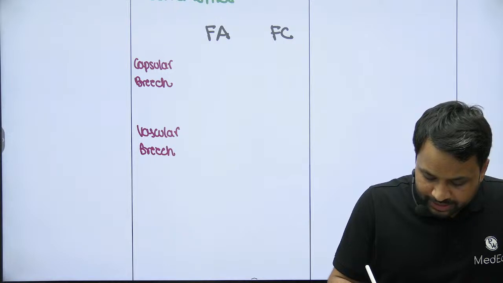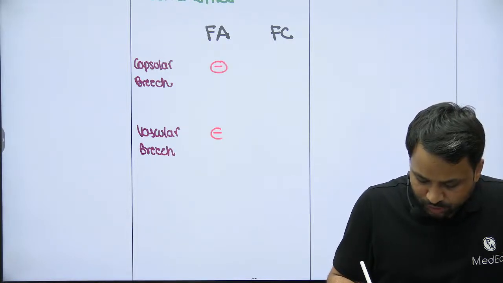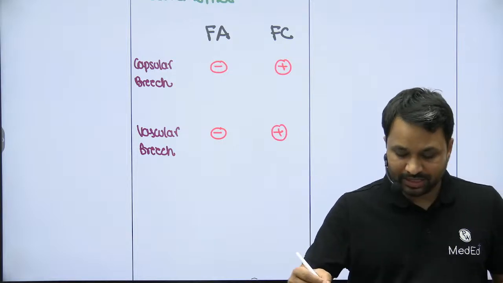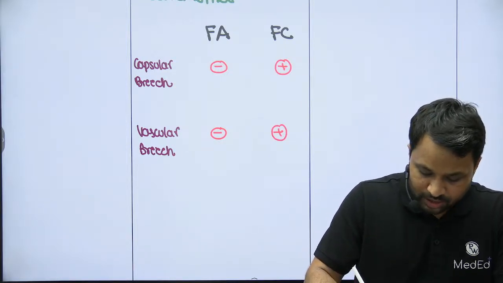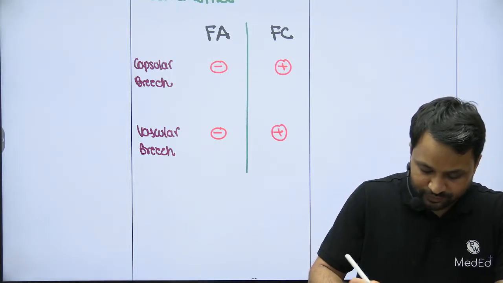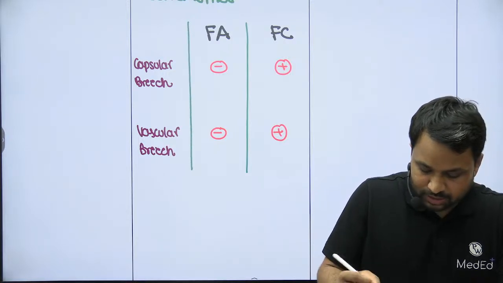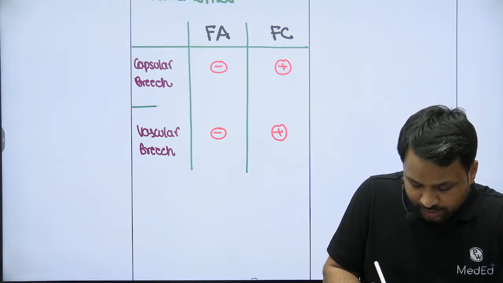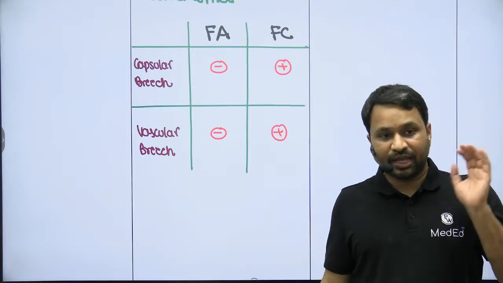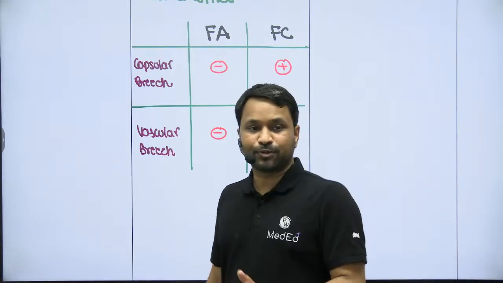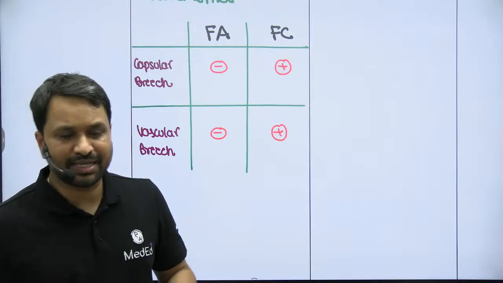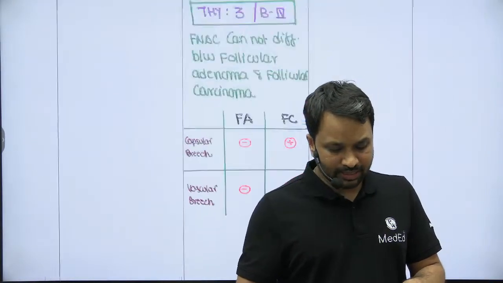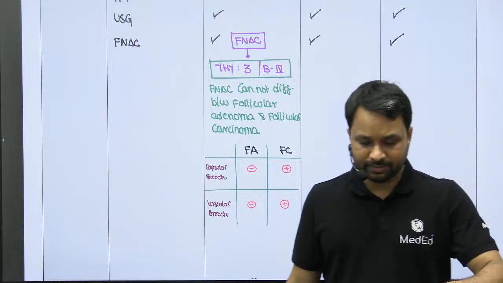In follicular adenoma, there won't be any capsular or vascular breach. In follicular carcinoma, it is associated with the capsular as well as vascular breach. So the only way you can differentiate a follicular adenoma from a follicular carcinoma is by assessing whether it has a capsular and a vascular breach present or not. If there is presence of capsular and vascular breach, it is going to be malignancy. If there is absence of capsular or vascular breach, it will remain as a benign lesion. As simple as that. Okay?